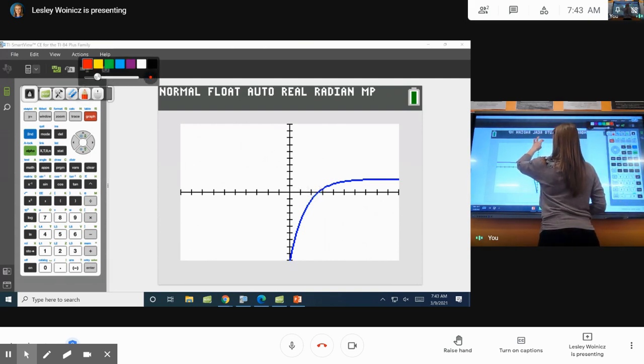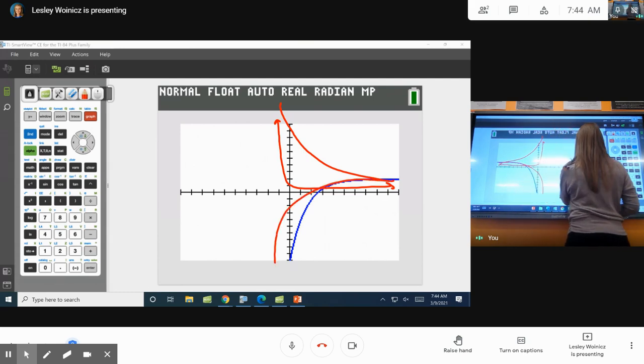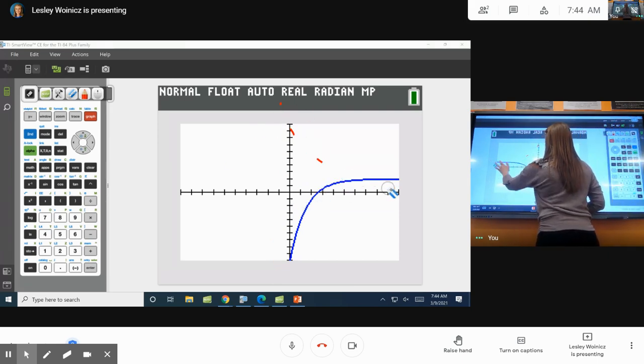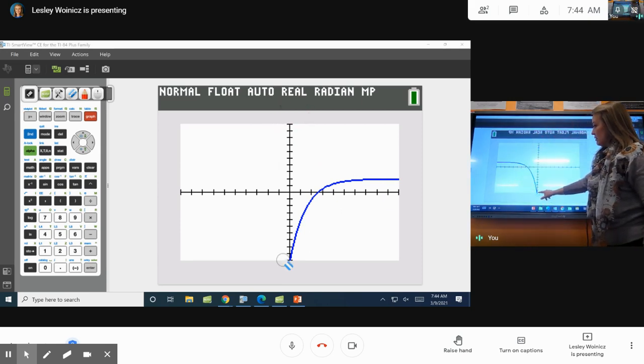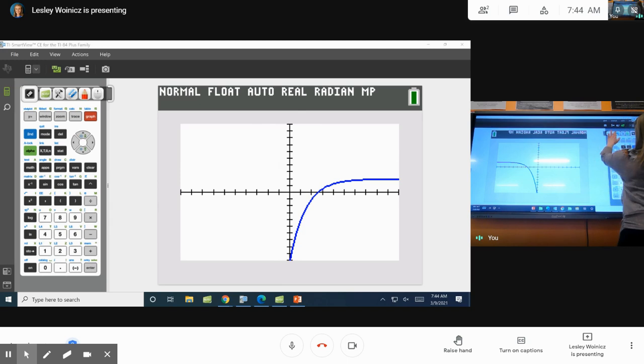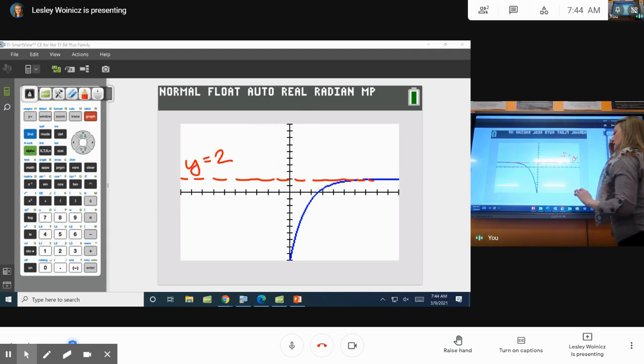Okay, the parent started over here. Then we stretched it, and then we reflected it, and then we shifted it up too. Okay, that was a lot. I can't really see my y-intercept very well, but I can tell where my horizontal asymptote is. It's at y equals 2 because I had to shift up 2 units.